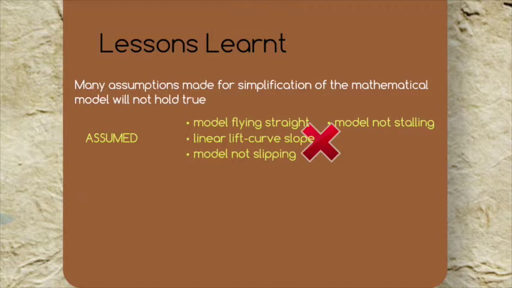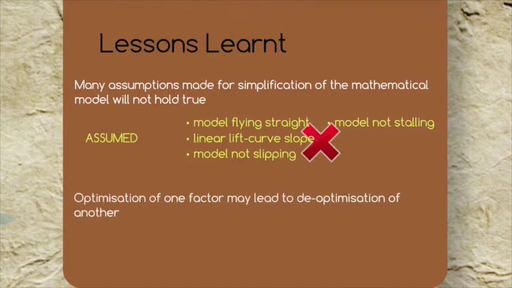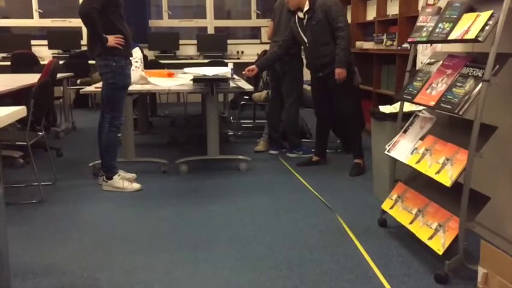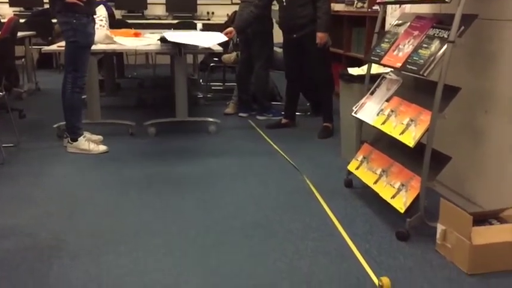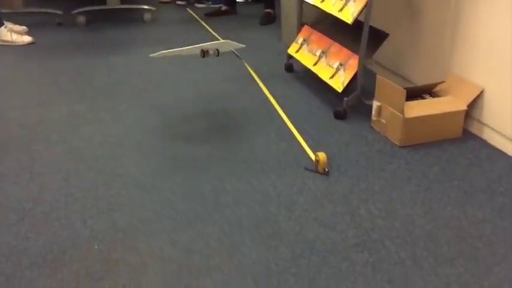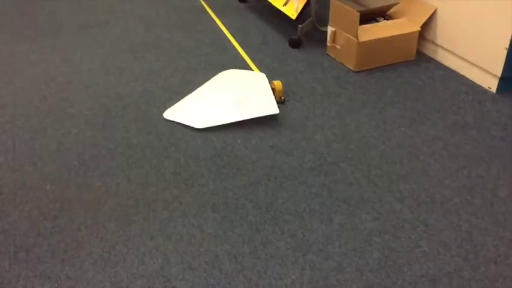Furthermore, it may be the case that the optimization of one factor may lead to the de-optimization of another. As mentioned earlier, the hang glider wing, when hand-launched, has very good glide performance. But when launched from the ramp, the wing's sheer size caused the glider to tilt backwards, resulting in the trailing edge scraping the ramp and generating friction.